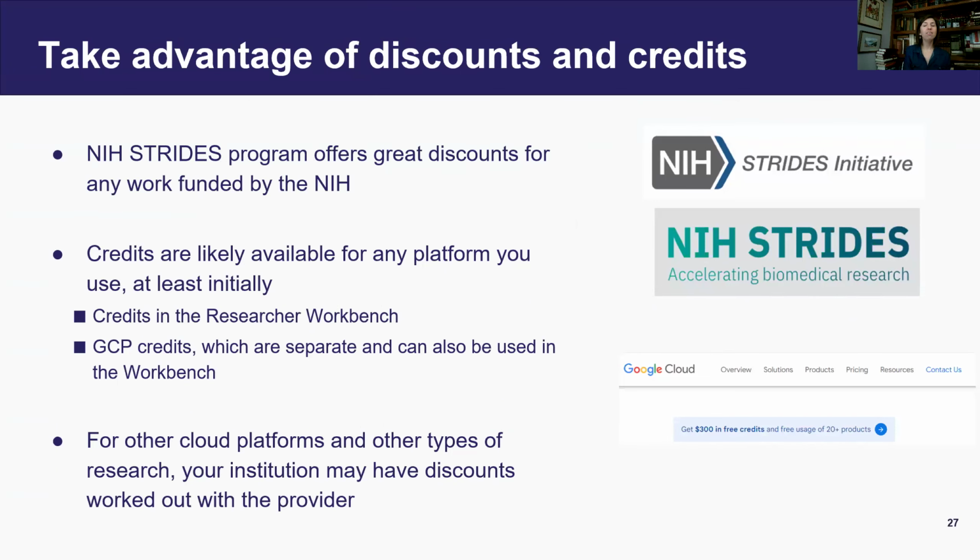One thing I want to point out that is really helpful for everyone is just to keep in mind that NIH has a program in place, STRIDES, that offers really great discounts for any computational work that's done in the cloud, and that's part of NIH funded research. They can be used on most platforms, including the Researcher Workbench. So just keep that in mind as you're working to consider your costs and as you get to the point where you want to set up a billing account.